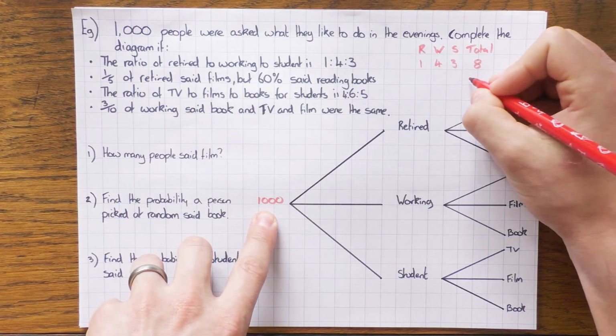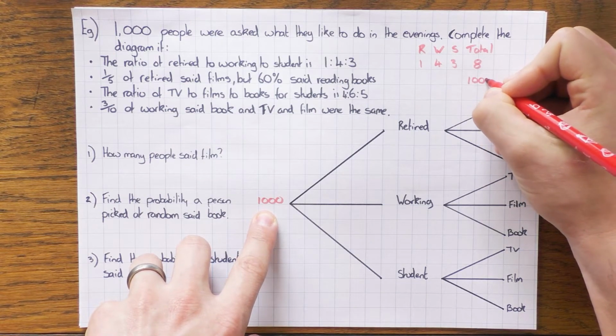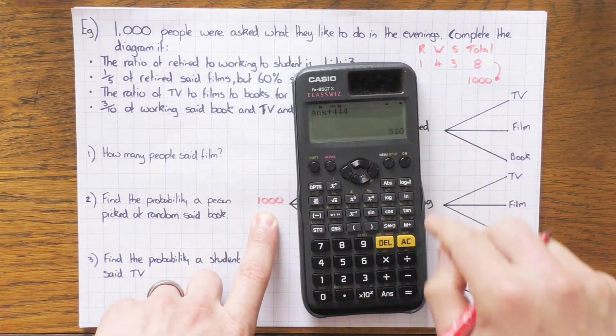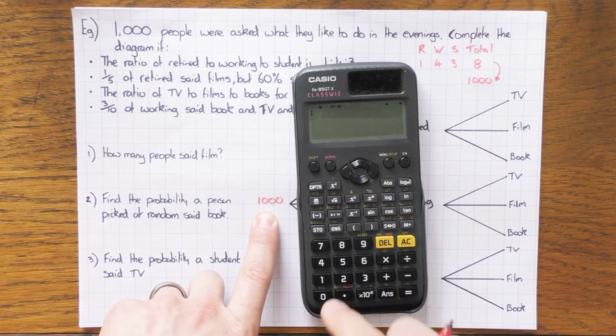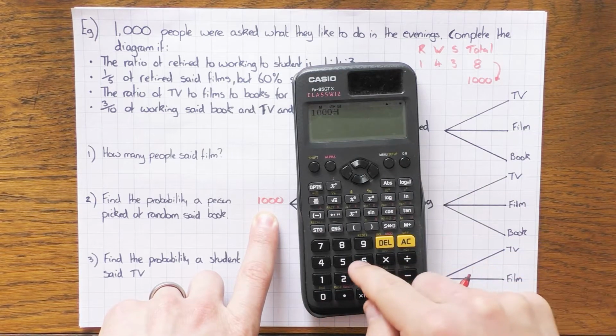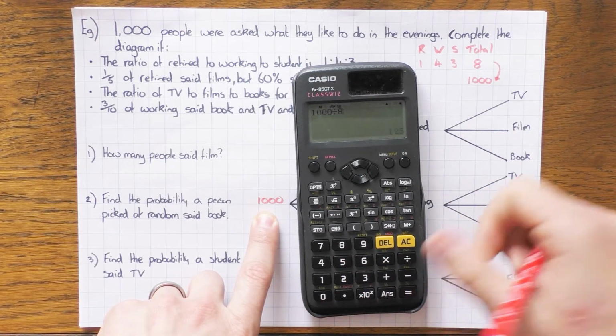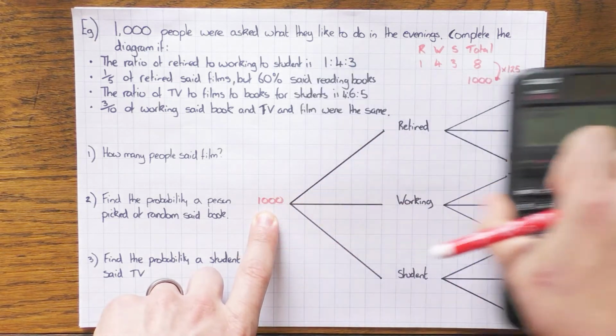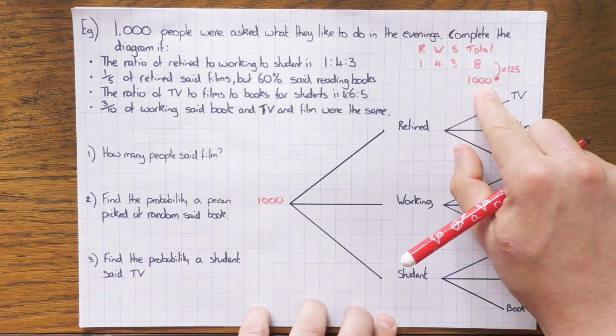And we know there's 1,000 people. So what do I need to times 8 by to get to 1,000? Again, just go the other way. So 1,000 divided by 8. You can half it, and half it again, and it comes out at 125. So I need to times 8 by 125 to get to 1,000.